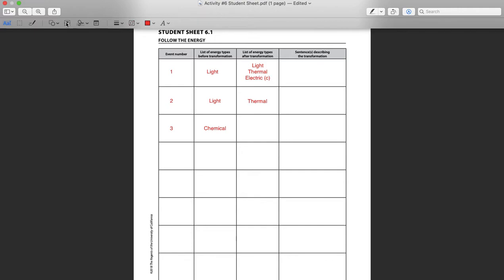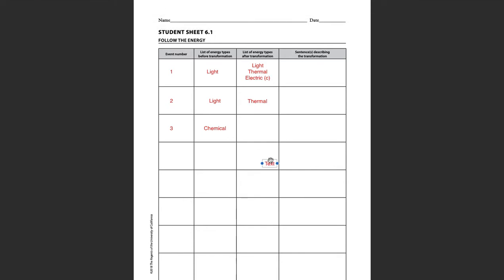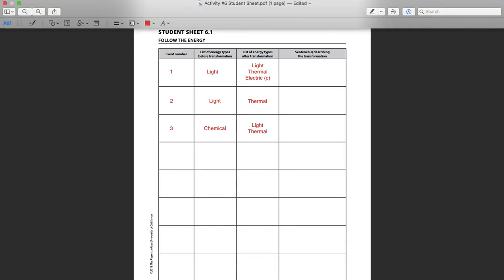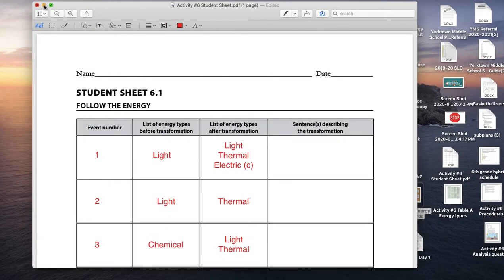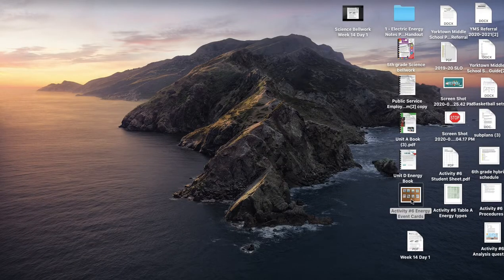Now, types of energy after the transformation. Well, candles give off light, which would be the flame. So that would be the flame once the wick is being burned. So we'd have light, and obviously that flame is hot, so there would also be thermal. Okay, so that's card number 3, the candles. So now we'll go to card number 4.